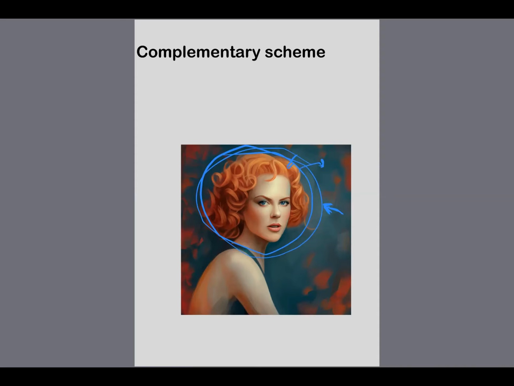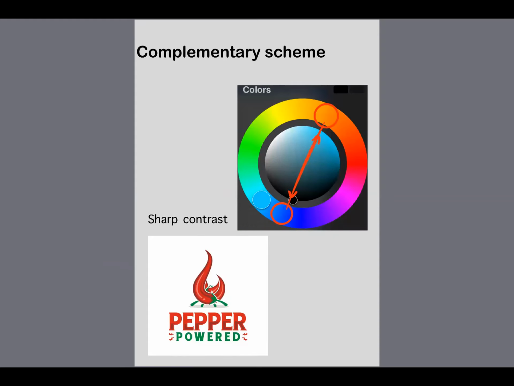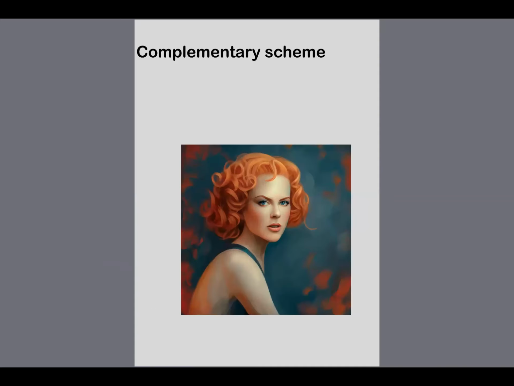Let's go back to the color wheel and look at the colors. It was orange and blue, right? Orange here and blue here. That's why we easily looked at her head and hair first because of that. That's a really good example of complementary colors. Let's look at another scheme.